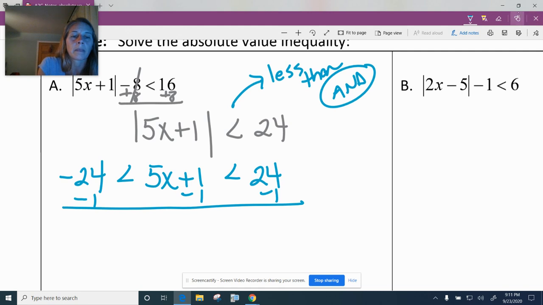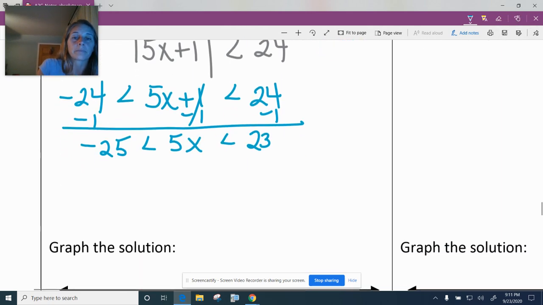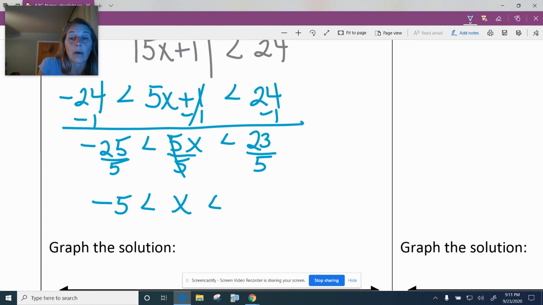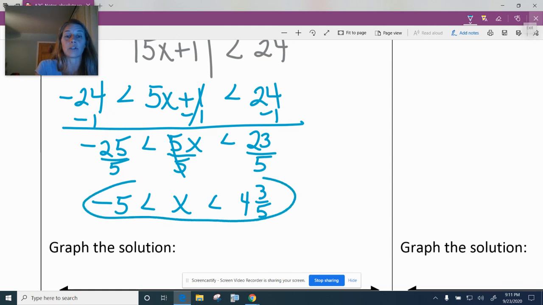Subtracting 1, -25 is less than 5x is less than 23. Dividing everything by 5. Now, this time we did not divide by a negative, it's a positive, so we don't have to flip our inequality signs. They're going to stay the same direction that they are. And that's going to work out perfectly because this here is 4 3/5, but it's positive. Over on the left, we have the negative, so obviously it's going from least to greatest. So our signs are correct. They're pointing to the -5 and they're opening up to that 4 3/5.